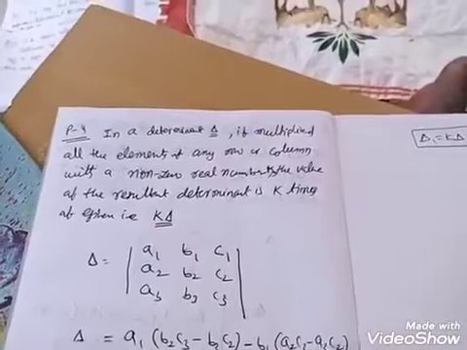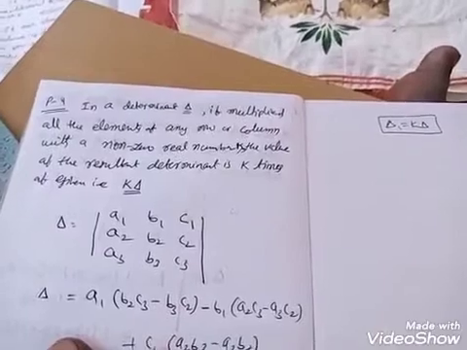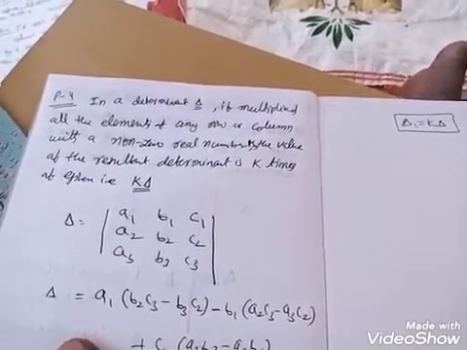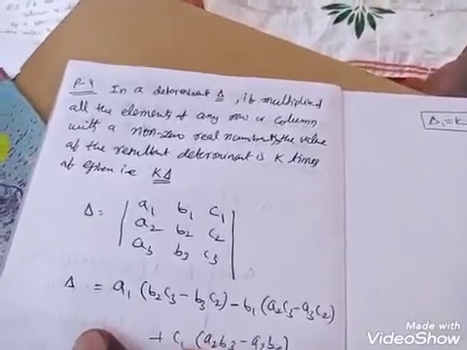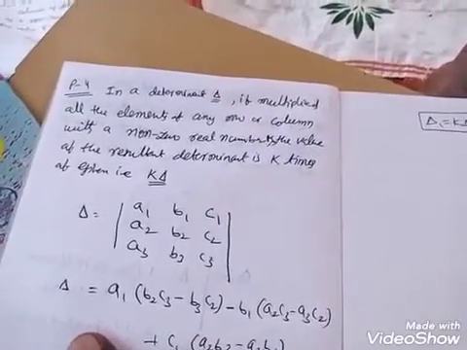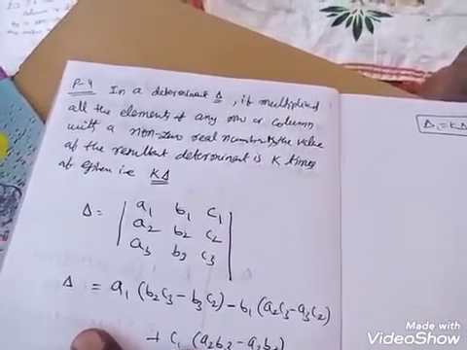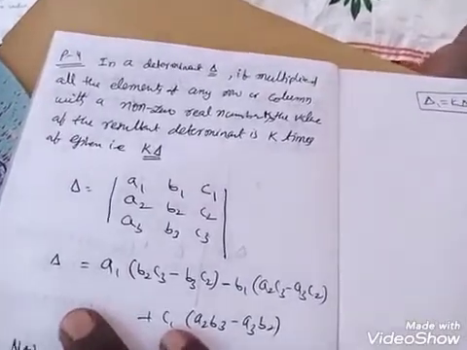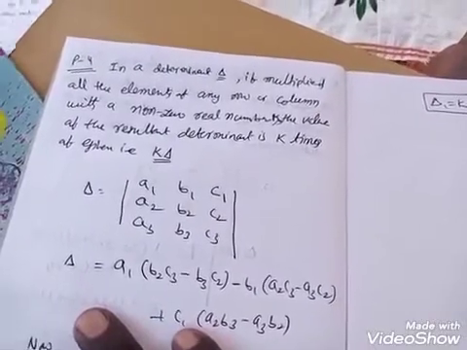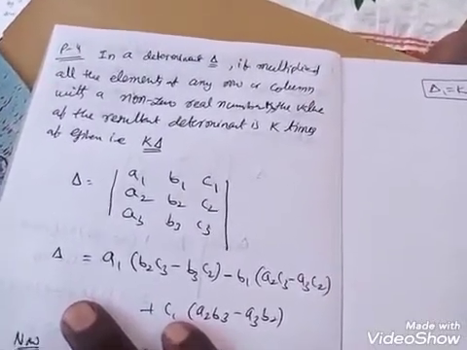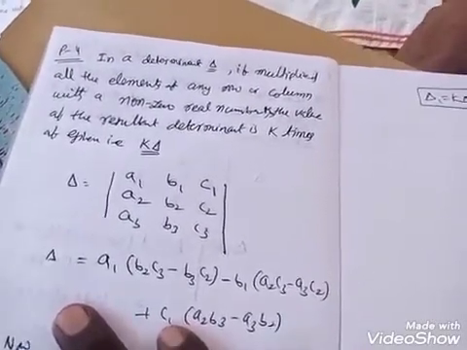That means you can take a common real number out of any row or column individually. In a matrix, the scalar multiple of a matrix is different from the scalar multiple of a determinant. Scalar multiple of a matrix means the multiple is applied to each element, all the elements, in every row and column. For example, if the matrix contains 100 elements, we have to multiply all the elements with k. But here, we are multiplying only the elements of one row or one column, not the whole matrix.